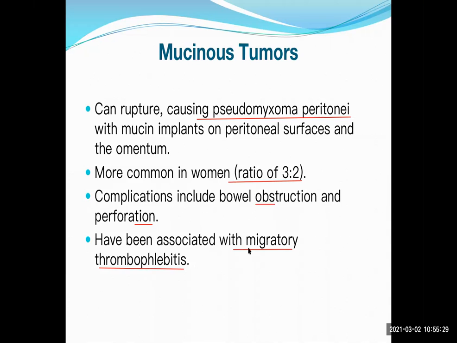So what does that mean? One day, one superficial vein is inflamed, that may get better, and the next day, another superficial vein may be involved. Migratory thrombophlebitis, Trousseau syndrome. So these are some of the important points regarding mucinous tumor.